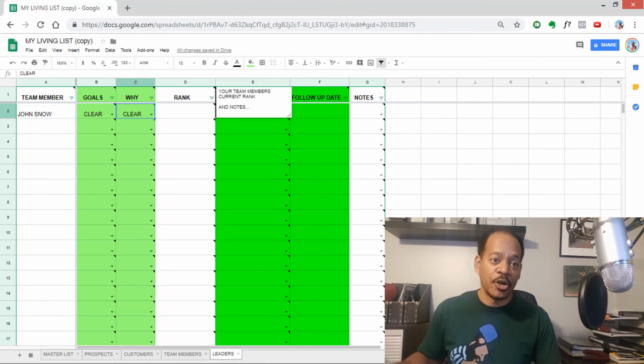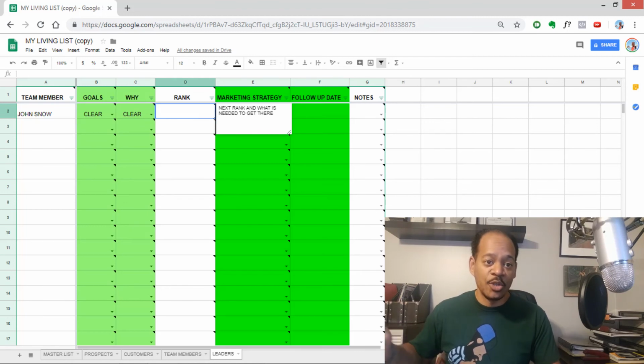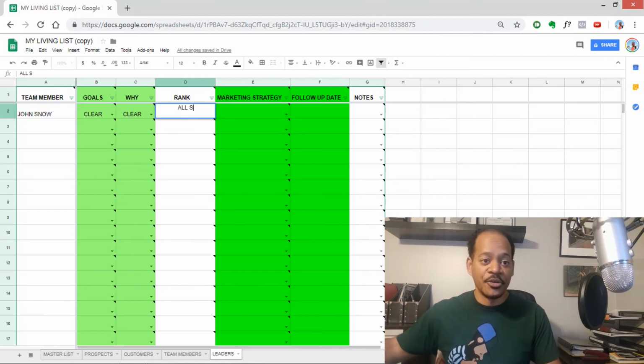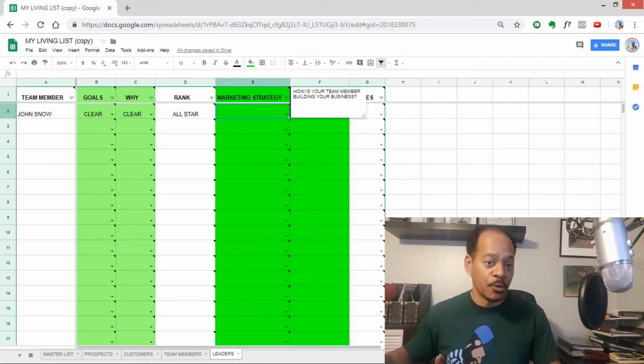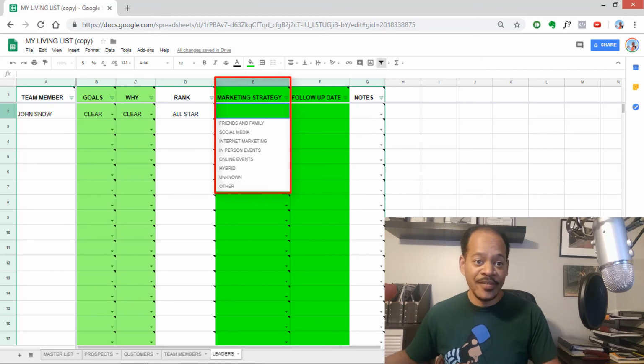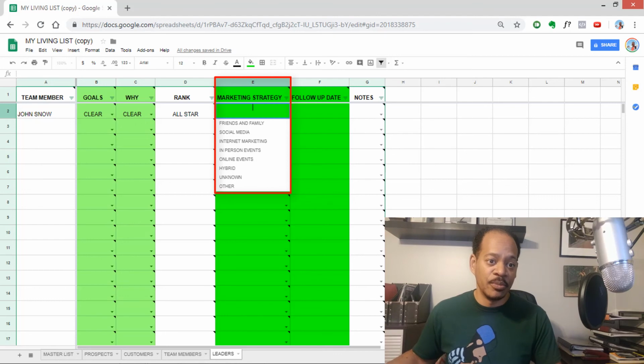Next, you want to keep track of their current rank, and you can even take notes on what they need to accomplish to hit the next rank in your company. Next, we have a way for you to track the marketing strategy the leaders on your teams are using to build their individual businesses. Because the truth is, there are an endless amount of ways to build a business. You can build your business through traditional networking with friends and family members. You can cold call. Buying leads is also an option. You can build a business on social media or through internet marketing, or you can have a multifaceted hybrid approach like the one I take.